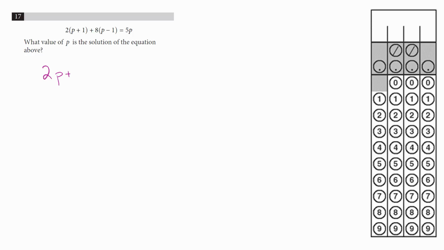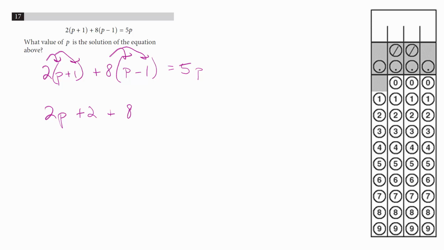2p plus 1 plus 8p minus 1 equals 5p. Distribute the 2 to get 2p plus 2. Distribute the 8 to get 8p minus 8 equals 5p. So now I'm going to combine like terms. My 2p and 8p make 10p. My 2 and minus 8 give me minus 6.